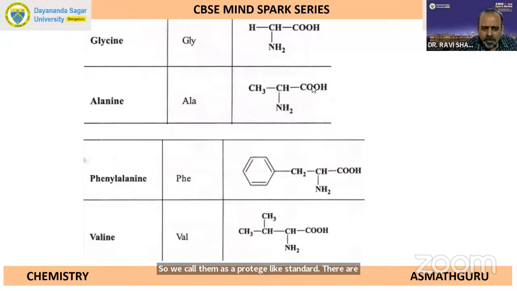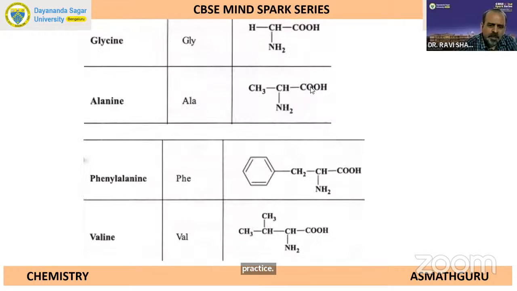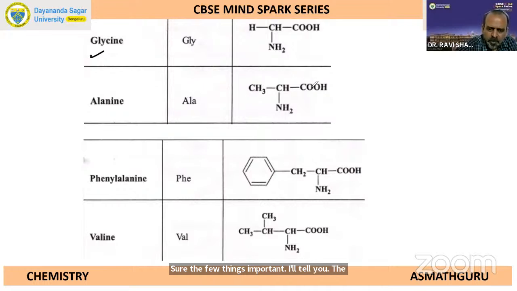You have to remember the structure, please. All of you have to practice. So the few important things I will tell you. Glycine is a neutral amino acid because it has one COOH group and NH2. Phenylalanine is the aromatic amino acid because it has a benzene ring. Like that.